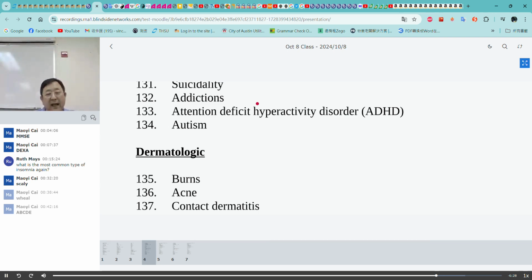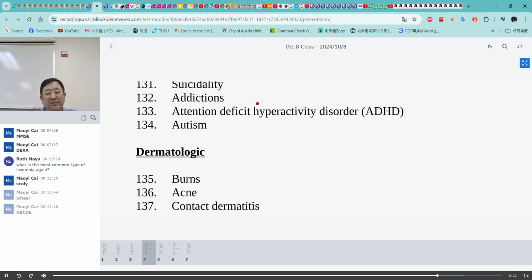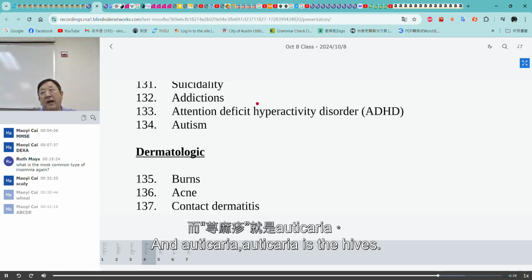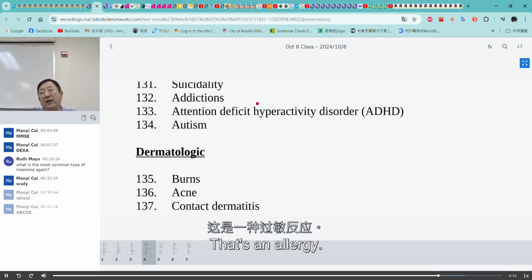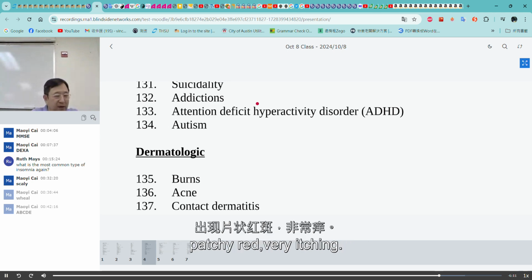Pediculosis is the lice. Scabies is the mite, bites causing severe itching too. And urticaria. Urticaria is the hives. That's an allergy. Suddenly the skin gets red, patchy red, and very itchy.